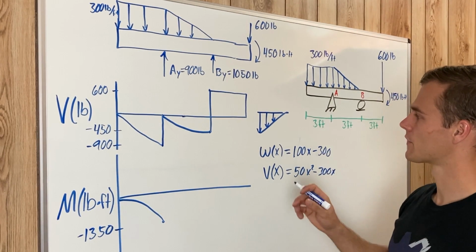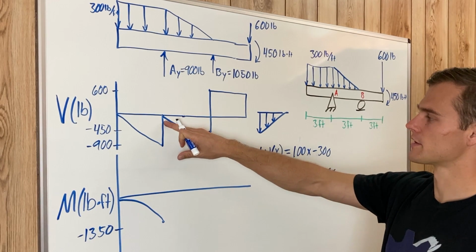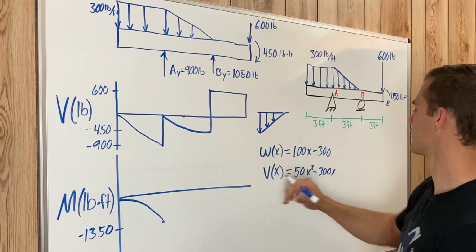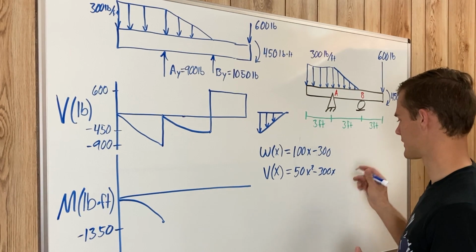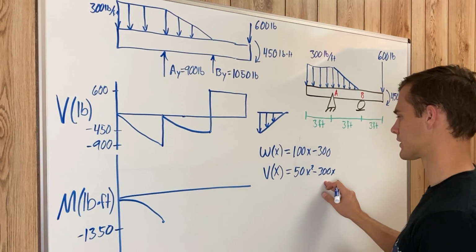Our boundary conditions for this, we know that this starts at 0 on our shear function, so our plus c, which is our boundary condition, is just going to equal 0. So this is our shear function.